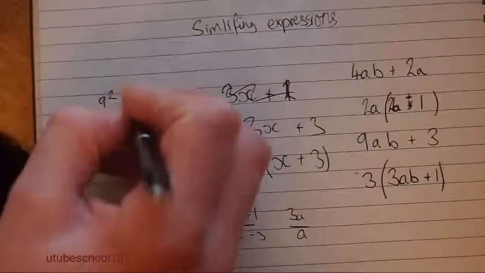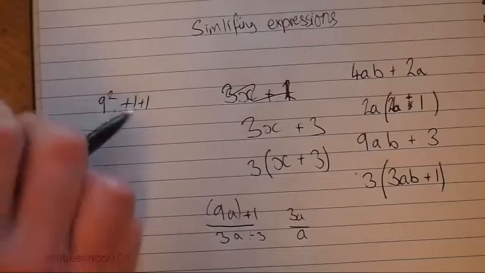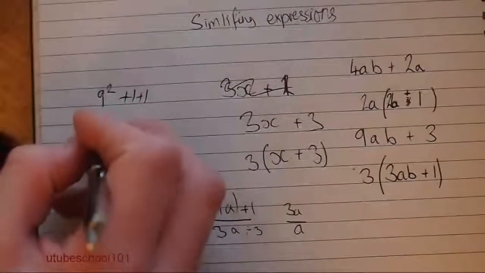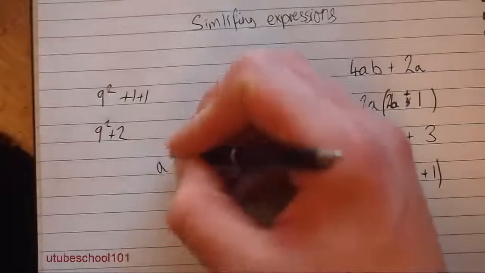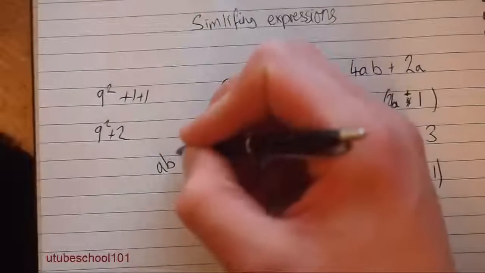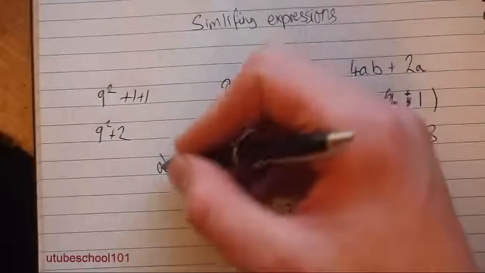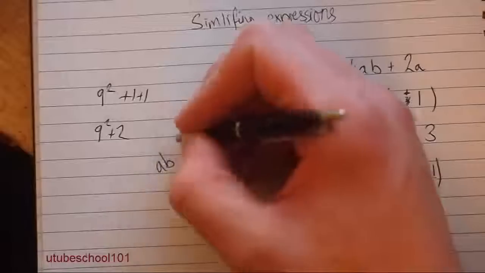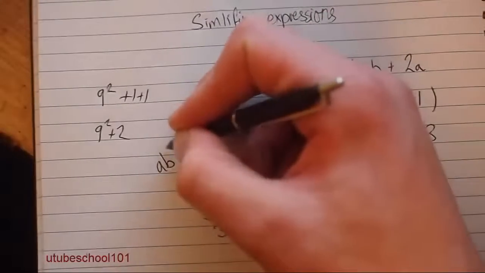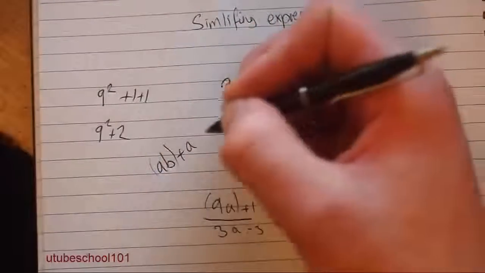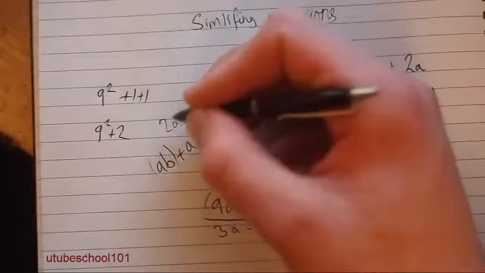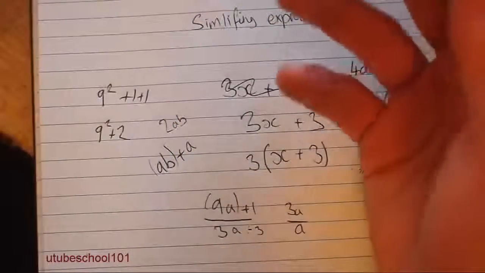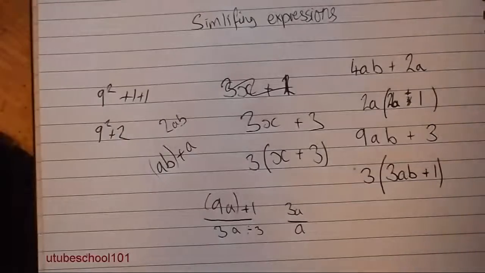Also, obviously, when you're simplifying, you can add the numbers up. So you get 9 squared plus 2. And when you're adding letters, say you have a add b plus a, that ab bit is going to be separate from the a, so you can't have 2ab, because you are saying there's going to be 2 b's when you haven't got another b. You're changing the actual value of the expression.